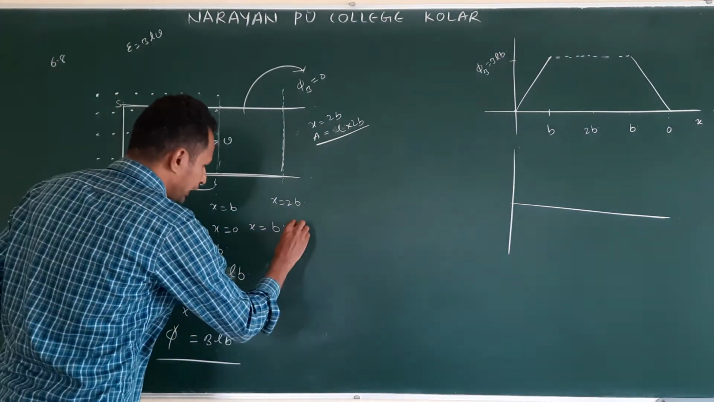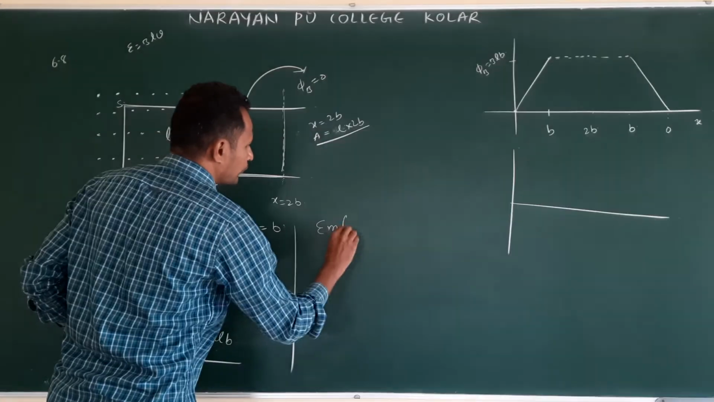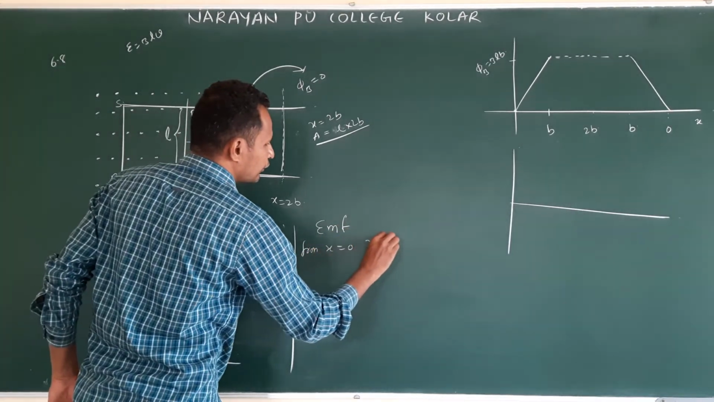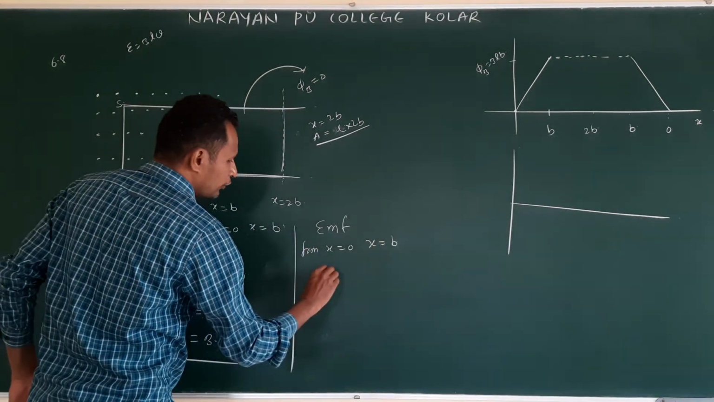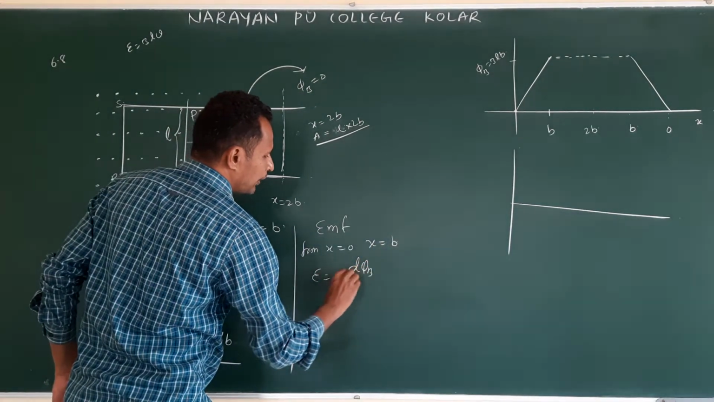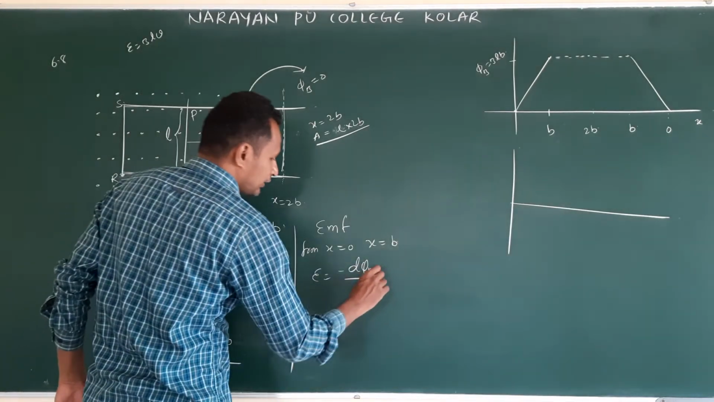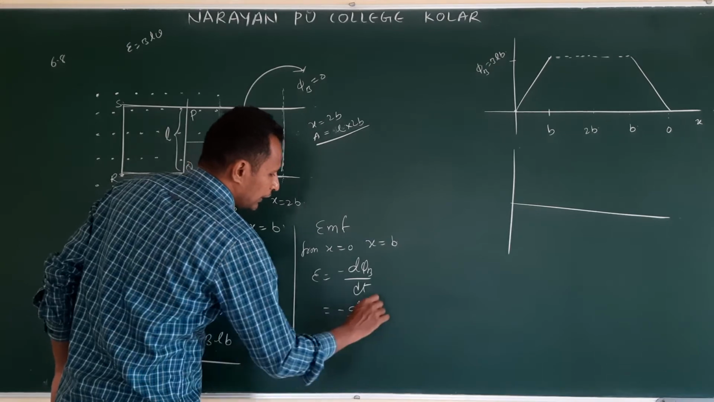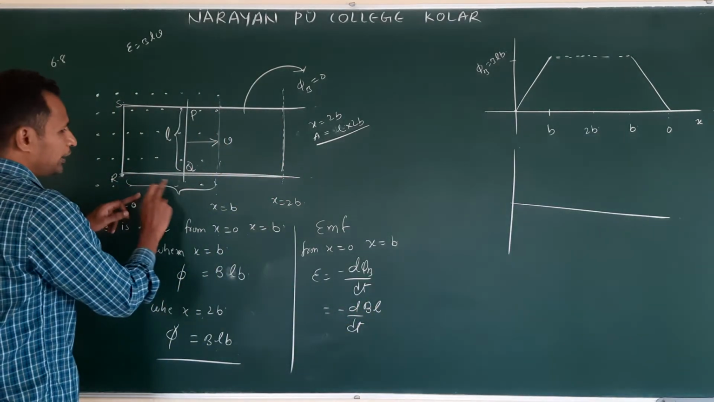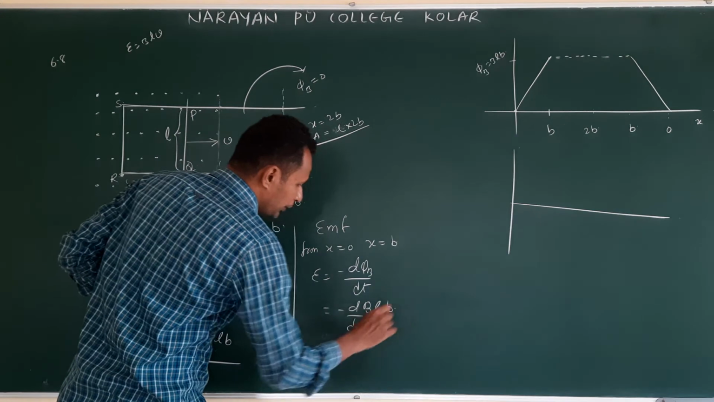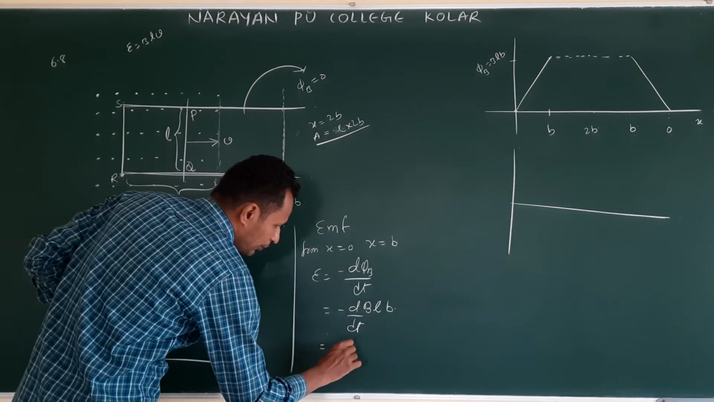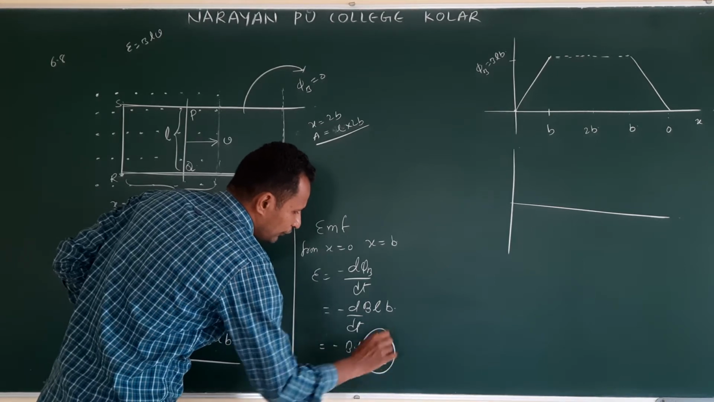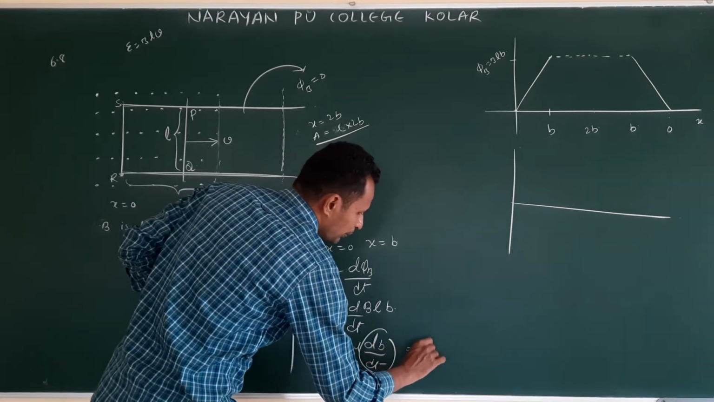So now we are calculating the EMF from x equal to 0 to x equal to b. E is equal to minus dΦ_B by dt. How do we write this? Minus d by dt of B into L into x, where x is changing. So minus is common, BL common, dx by dt, which is velocity. So this is minus BLV.